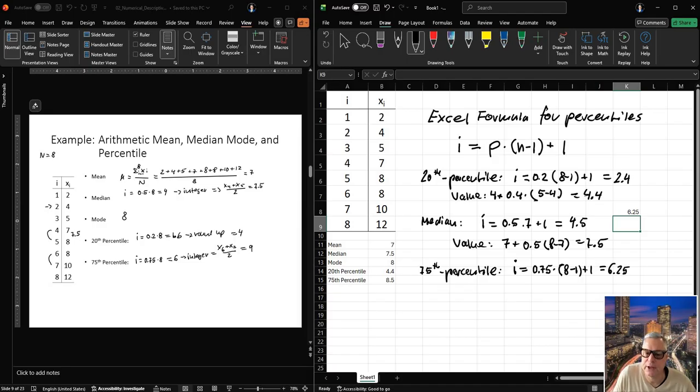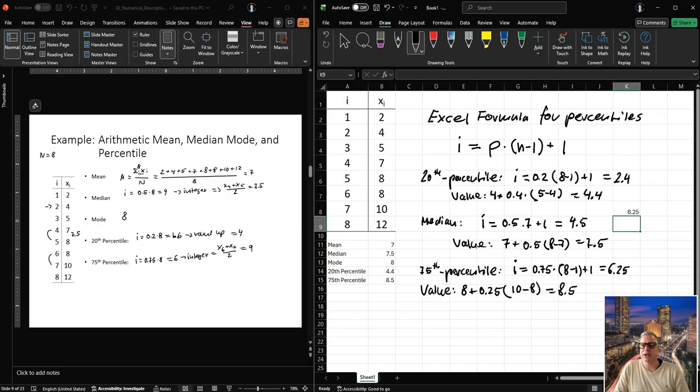So the value that Excel returns is the sixth index number, which is 8, plus 0.25 of the distance between the 6th and the 7th, so that's 10 minus 8, which is 2. So we get 8 plus 0.25 times 2, which is 8.5.